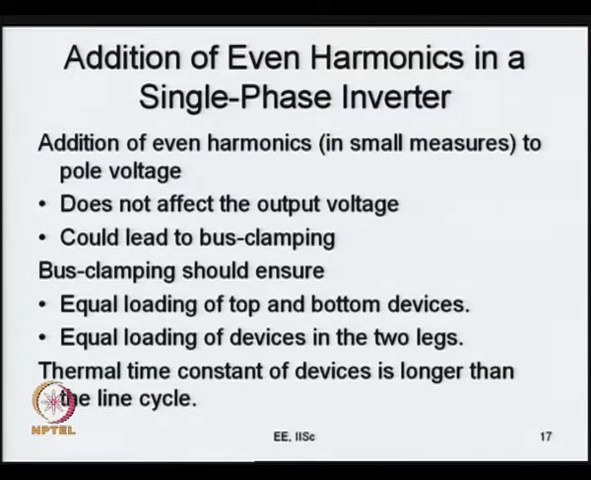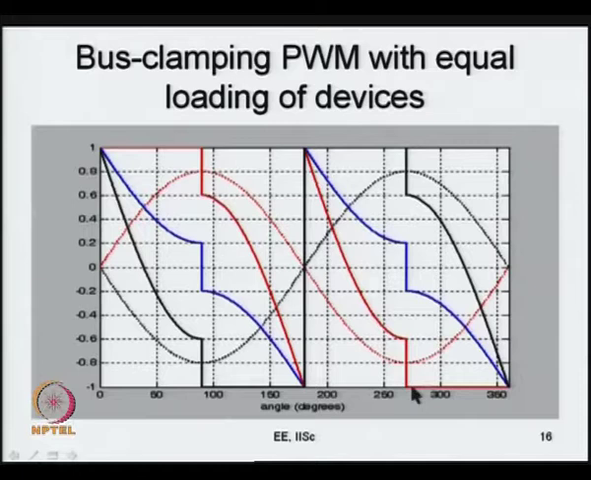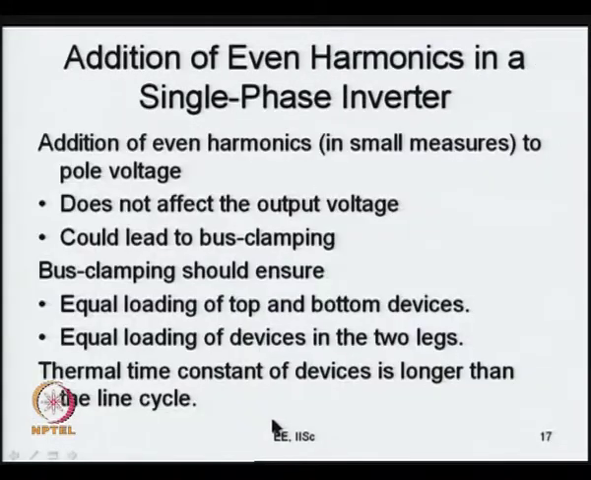So, in an average sense the device losses are reduced. If you are going to do switching not at 50 hertz, but at something like 0.5 hertz or 0.05 hertz, you better be very careful. So, this entire thing, this bus clamping, is based on the assumption that the thermal time constant is longer than the line cycle time. If that is not valid, you really can't go in for bus clamping.